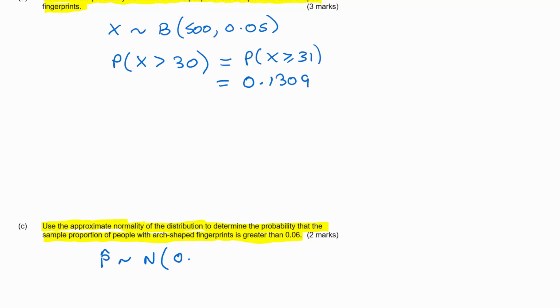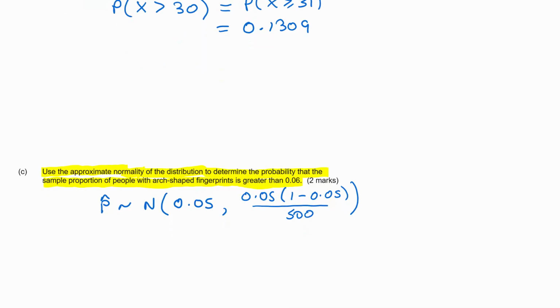with 0.05 as our mean. Remember, we were told 5% of people have this shape of fingerprint. And then the variance will be 0.05 multiplied by 1, take away 0.05, divided by 500. And that's 0.00095. And remember, this one is the variance.